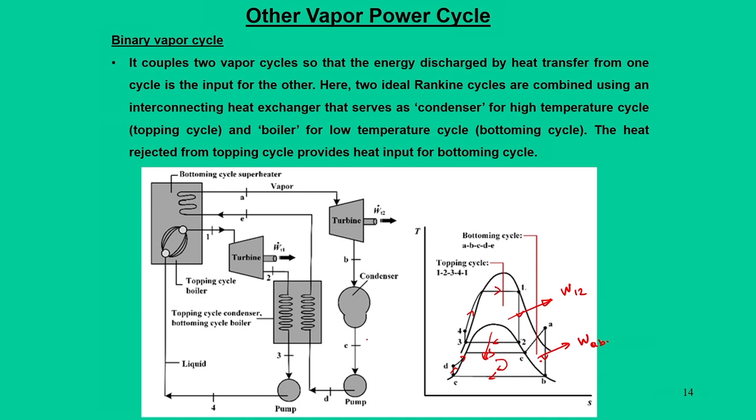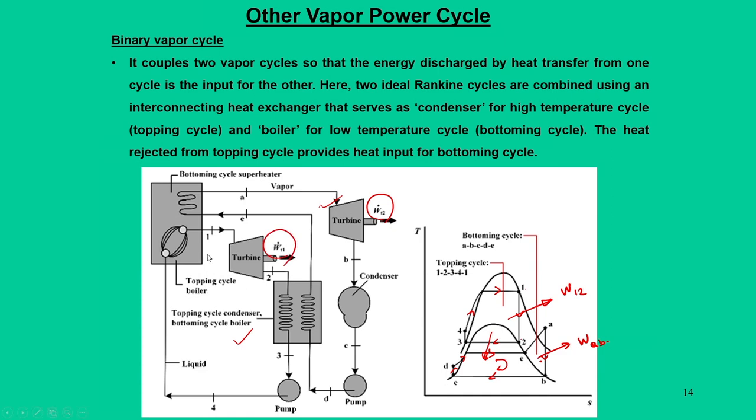So, the thermodynamic model here looks like this: we have a topping cycle and we have a bottoming cycle. The bottoming cycle works as A, B, C, D, A, which means that for the topping cycle the condenser works as the bottoming cycle boiler, and both of them share the same unit, and two power units WT1 and WT2 come into the picture.